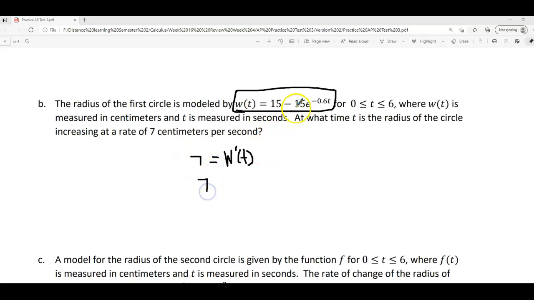So the first thing I need to do is find the derivative of this function up here. This first 15 is just going to go away. This second 15 is going to get multiplied by this negative 0.6. And then the e function stays the same, as always when you take a derivative. Okay, so what is negative 0.6 times 15? We have negative 9 there.